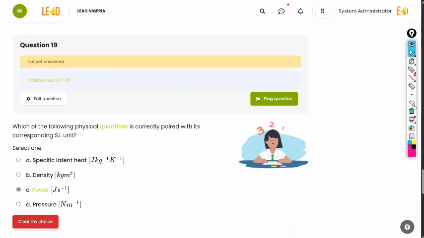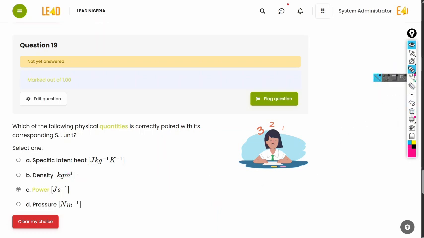Density is mass over volume. That's kg per meter cube, because volume is meter cube, right? And mass is kg. You can rewrite that as kg m^-3. So it should have been minus 3 here. So this is wrong. Okay.